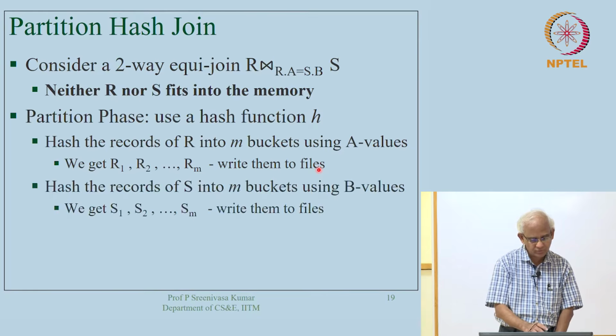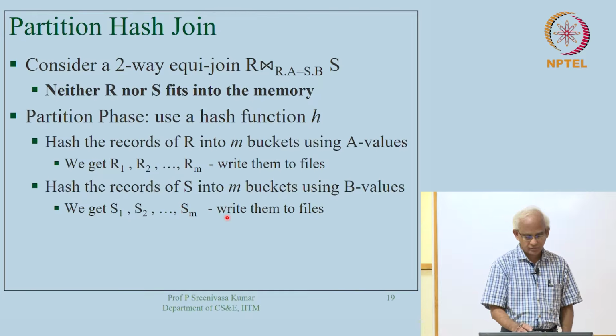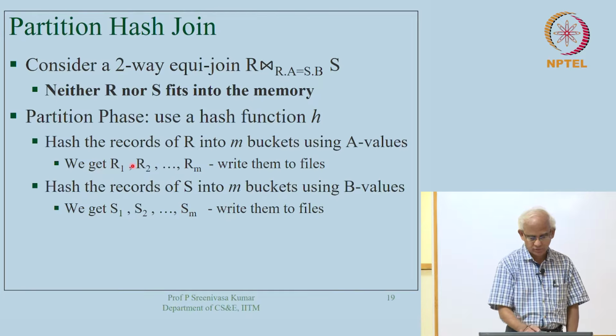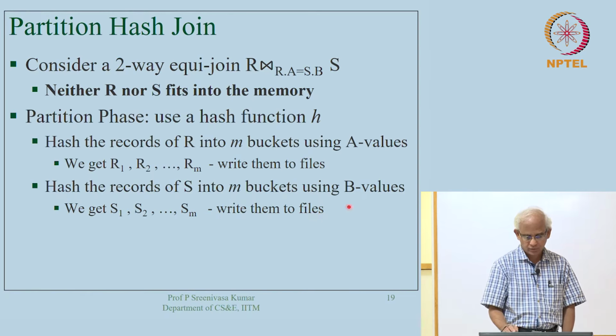Now, do the same thing for records of S. Use the same thing for the records of S. So, we have written all these files back onto the disk. We have basically replaced R by R1, R2, ..., Rm. Now, do the same thing for S, giving S1, S2, ..., Sm. Of course, use the same hash function, but then use the B values.